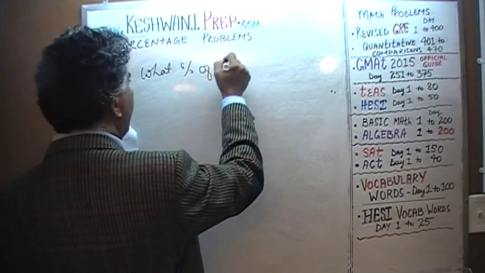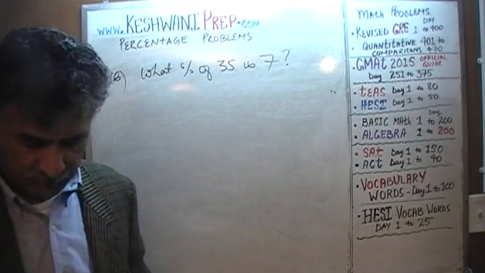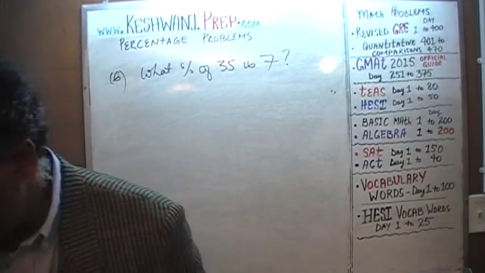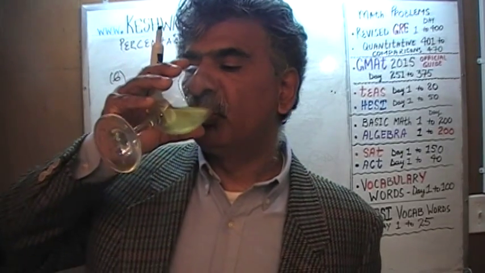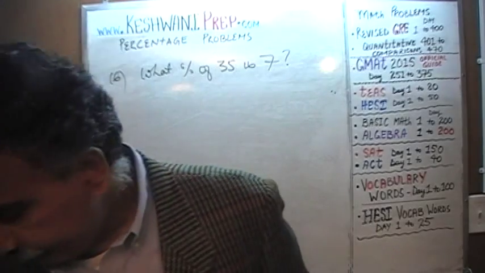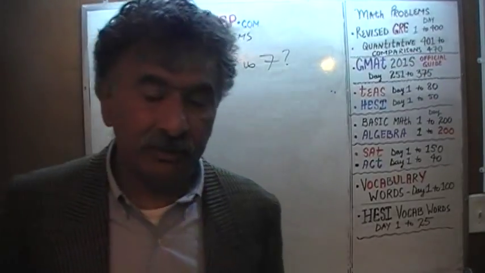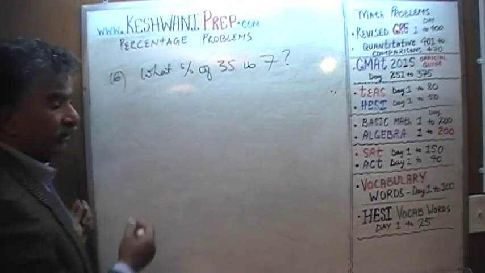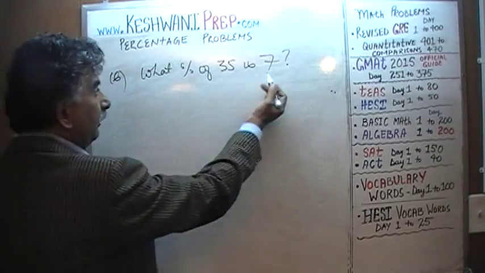What percentage of 35 is 7? Again, we can solve this in a nerdy way, in a classical, conventional, orthodox, academic way. Or we can do it in a quick and dirty way. Let's first do the classical way. The classical, algebraic way means we have to set it up as an equation.